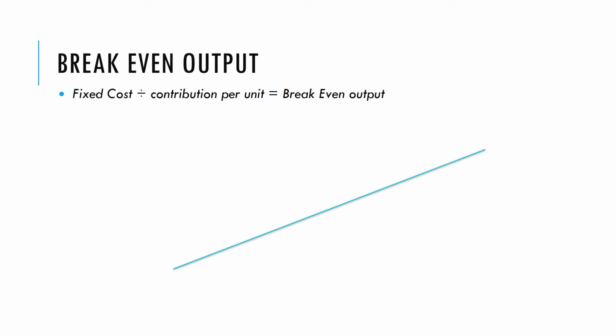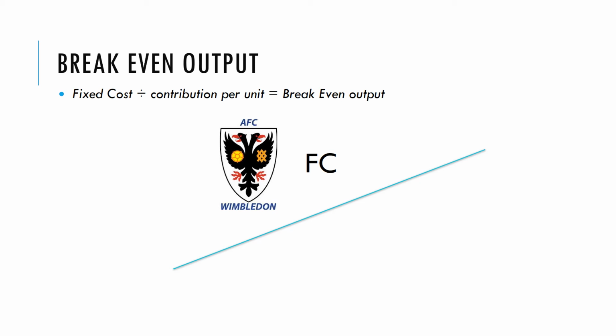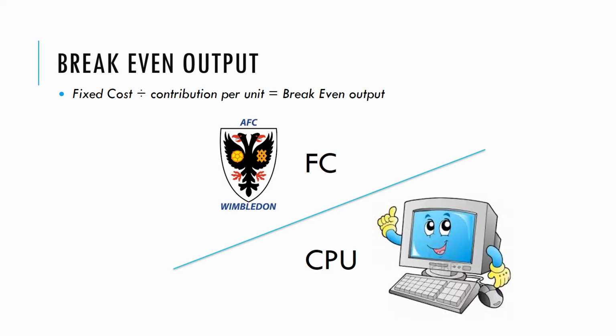Now this is a really important formula and it's really vital that we learn this as soon as possible. Fixed costs divided by contribution per unit equals break even output. So fixed costs, FC, and I always think to myself, FC, football club, and there's a very good football club there. Divided by contribution, CPU, and CPU reminds me of computer. So if I think to myself, break-even output, football club, computer, FC divided by CPU, fixed costs divided by contribution per unit, it sounds random, it sounds weird, but it's a really excellent way to memorize this formula.